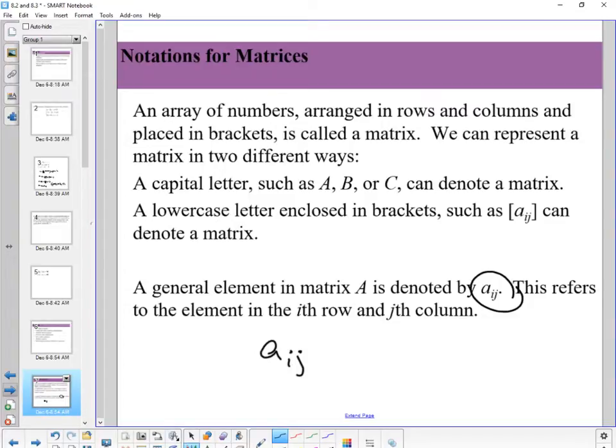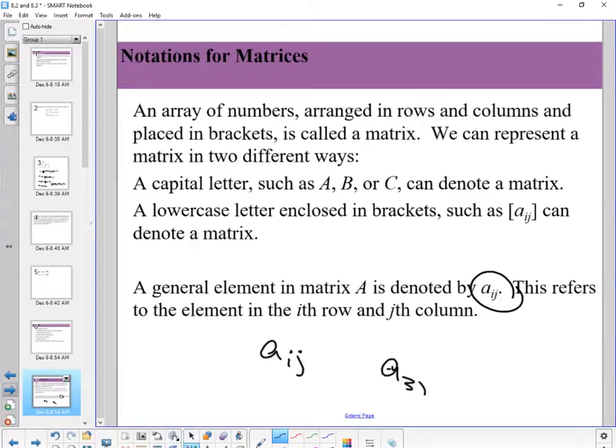It's like an address. So if I said I'm looking for A sub 31, that's not A sub thirty-one, that's A sub 3,1. Third row, first column. It goes rows, columns, always, okay?